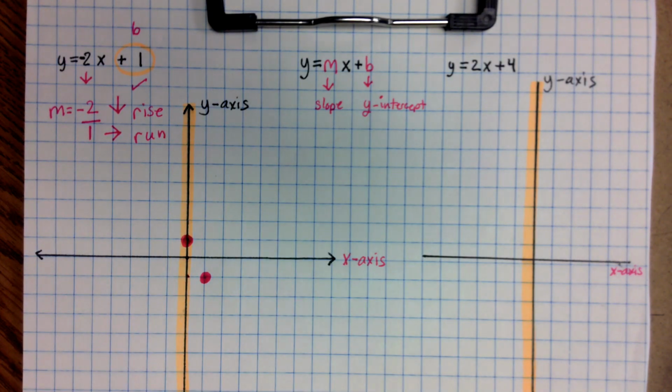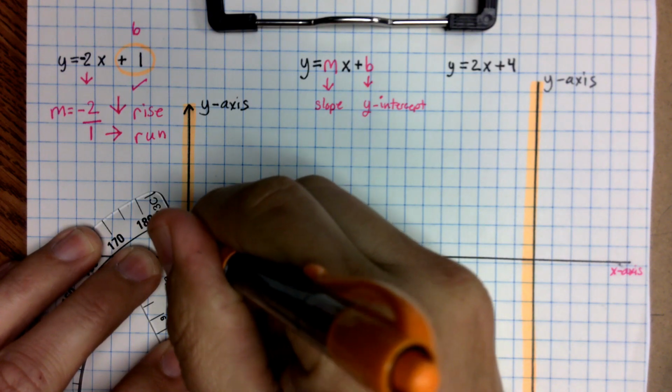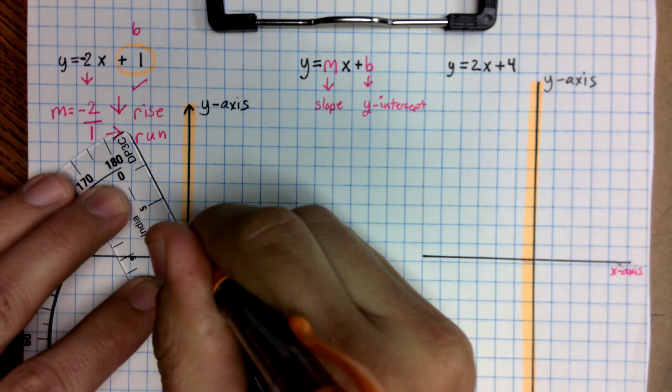And now all I have to do is draw a line through those 2 points. In order to graph any line, all we need is 2 good points to make a line through. So let me move this up just a little bit.